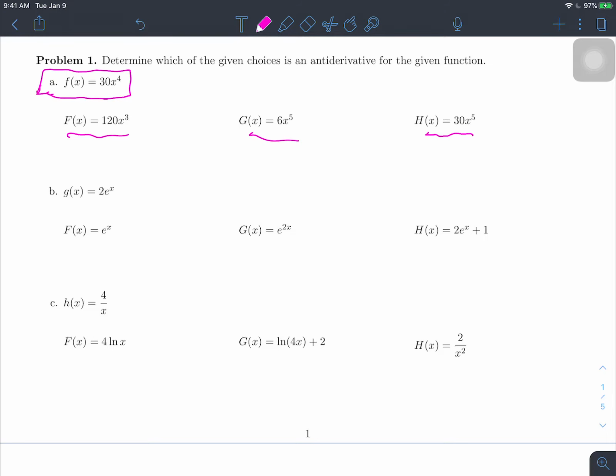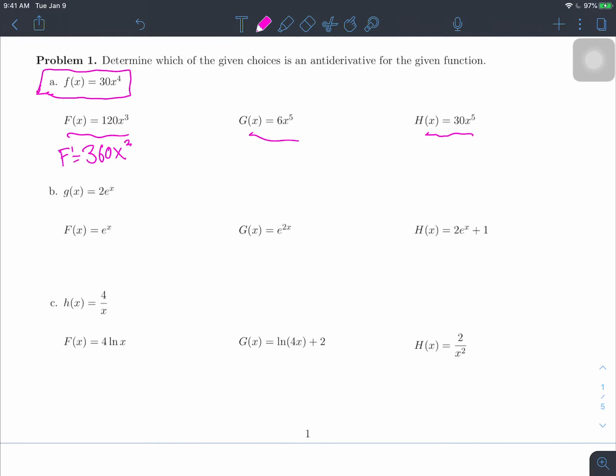120x cubed. If I take the derivative of 120x cubed, I'm not going to get something times x to the fourth power, am I? No, it's going to multiply down that 3. I'll get 360x squared. So this is how we can check if these are antiderivatives. We can just take their derivative and see if we get the thing that it should be the antiderivative for.